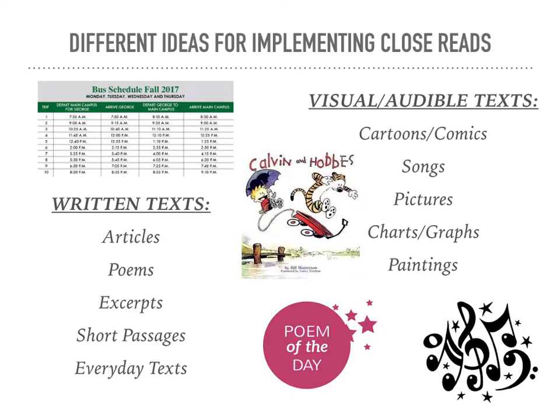So here are some different ideas for implementing close reads. You can use written text such as articles, poems, excerpts, short passages, everyday text like a bus schedule that I have pictured here, or a menu, or something else they might encounter every day in their lives. You can also use, besides written texts, visual and audible texts, things like cartoons and comics. You could listen to songs, look at different pictures and sculptures, charts and graphs, paintings.